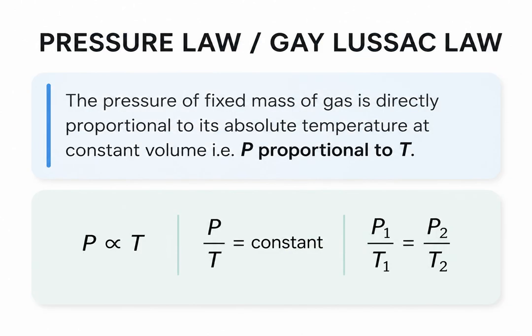The third foundational gas law is the pressure law, also known as Gay-Lussac's law. It states that the pressure of a fixed mass of gas is directly proportional to its absolute temperature, as long as the volume is held constant. The formula is P1 over T1 equals P2 over T2.